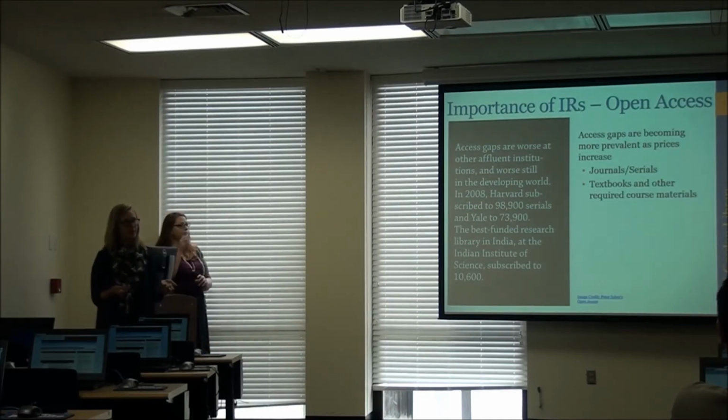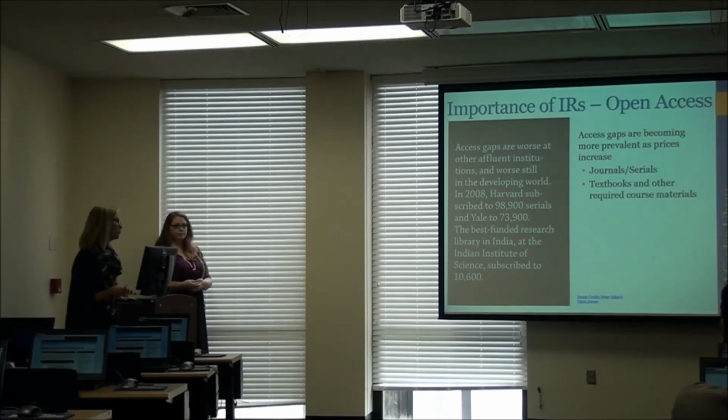But you can think about it with other examples too. So what about the Ivy League schools versus smaller state schools or community colleges? What about private versus public versus for-profit? So there are lots of different academic environments where the access to information is not an equal playing field. And this is the goal of open access and institutional repositories, is to make it a little bit more level so that more people can access more information more easily.